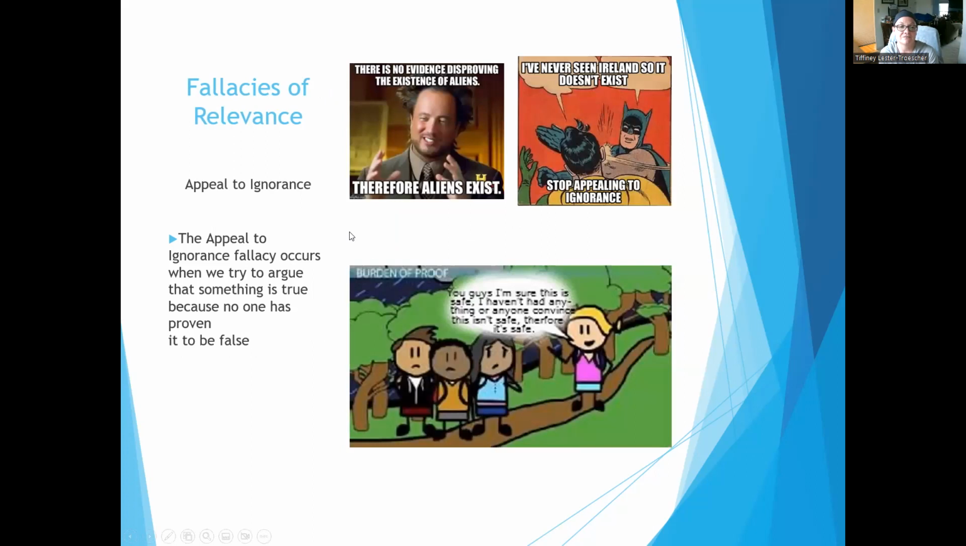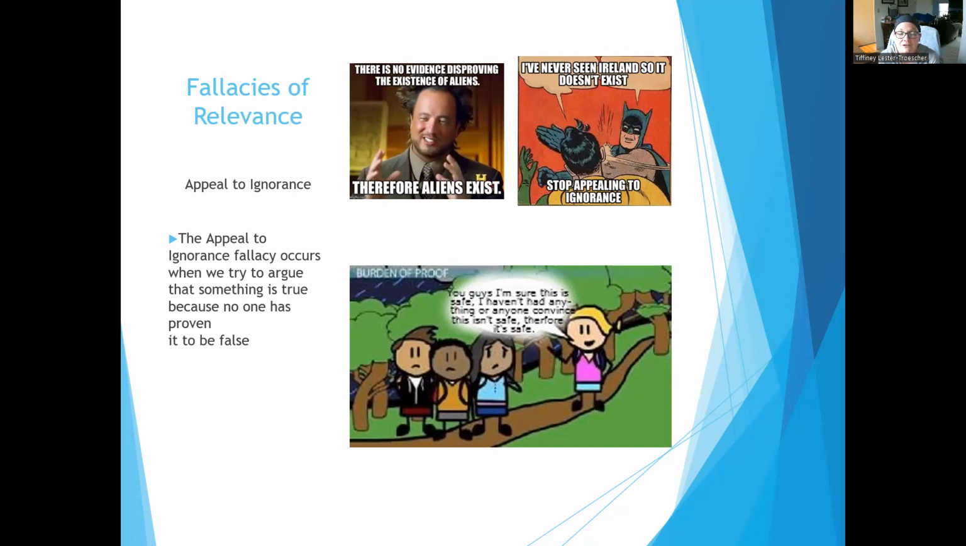Our next fallacy of relevance is the appeal to ignorance. Now, this is not appealing to someone's ignorance. What it means is when we try to argue that something is true just because no one else has proven it to be false. Now, if no one's proven it to be false, we do need to keep an open mind, but that is not solid evidence to say that it is true.